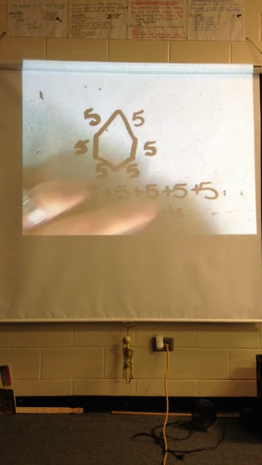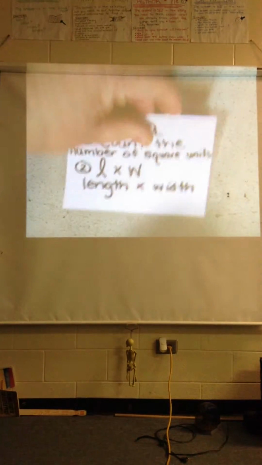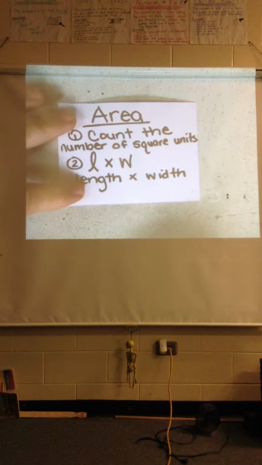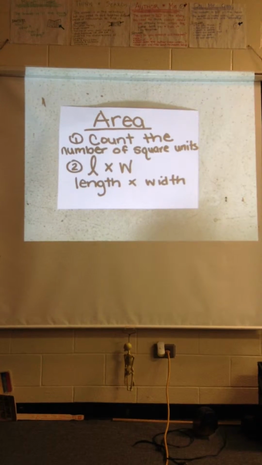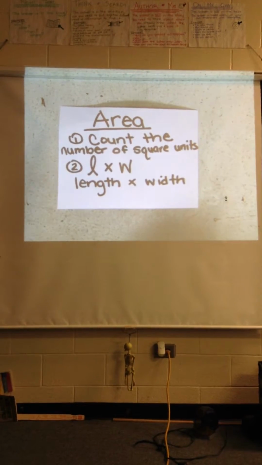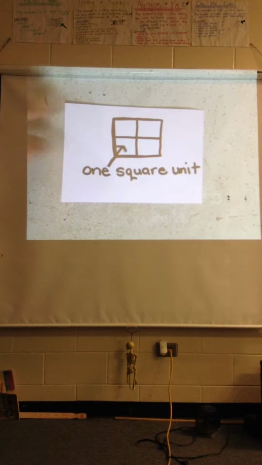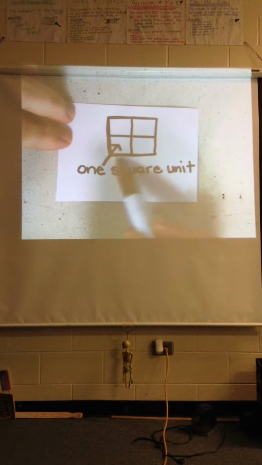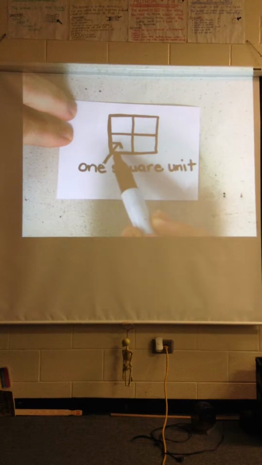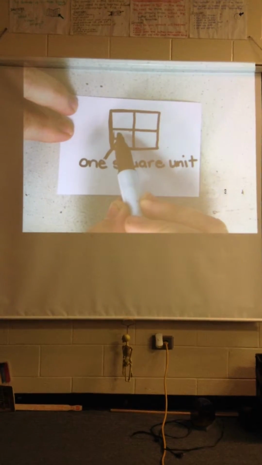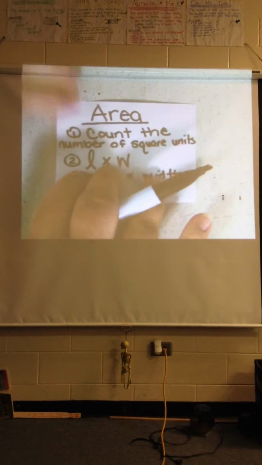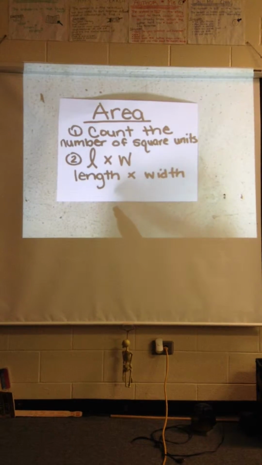The next thing we're going to talk about is area. There are 2 ways to find the area of a problem. The first one is you count the number of square units. That's the easiest. A square unit would be something like this. This is a rectangle, and 1 square unit is how it is tiled. Or I can multiply length times width. So let's go over one of those problems.